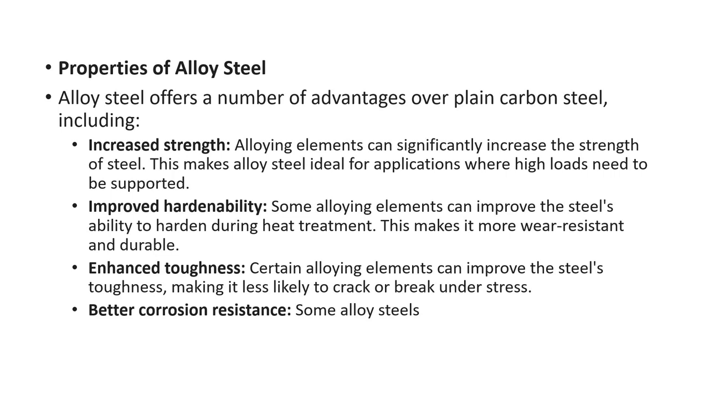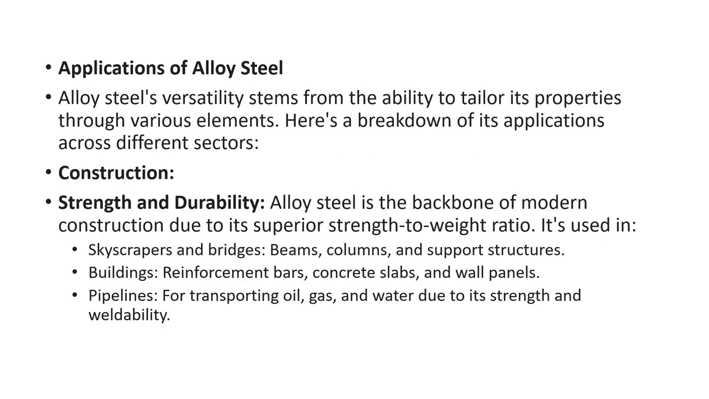Enhanced toughness. Certain alloying elements can improve the steel's toughness, making it less likely to crack or break under stress. The toughness of the material will increase, so it will not break or crack under stress. So we get very good toughness and it will sustain impact load. Better corrosion resistance. Some alloy steels have better corrosion resistance because of the addition of chromium.